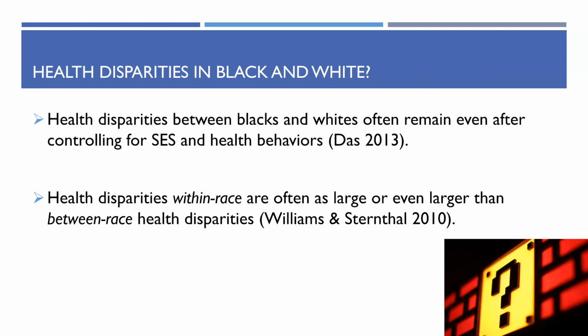Now, this becomes much more complicated because if we look at what our research is telling us about ethno-racial health disparities in the United States, it shows us that health disparities between Blacks and whites often remain even after we control for SES and health behaviors, and that health disparities within race are often as large or even larger than between race health disparities. So even as I point out that a lot of the potential confounders that people have spoken about today are associated with racial categories, it's still not clear in the current literature on health disparities how we explain all of those associations.